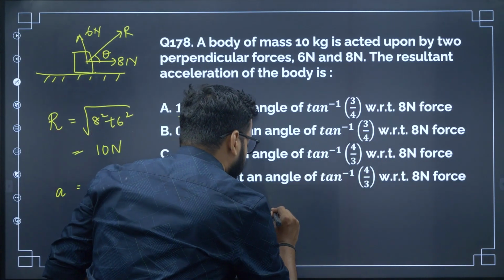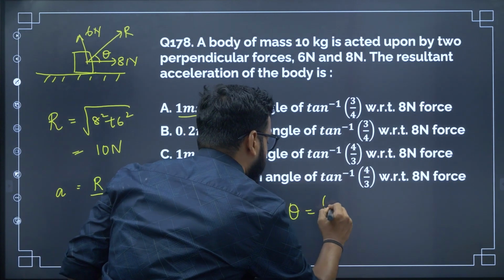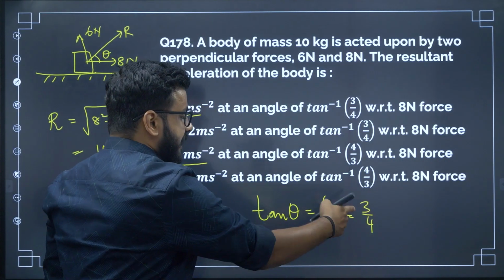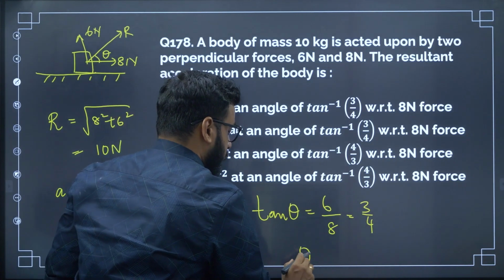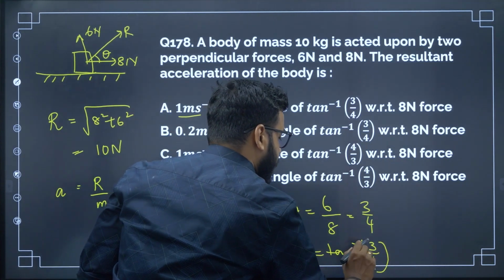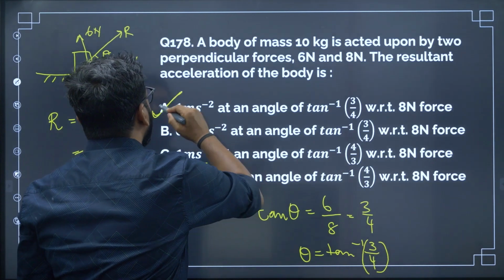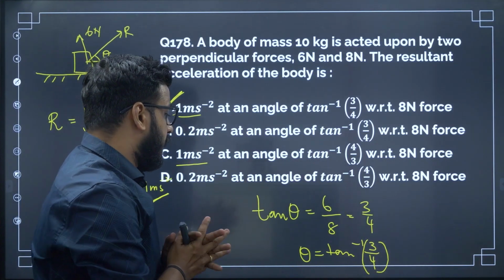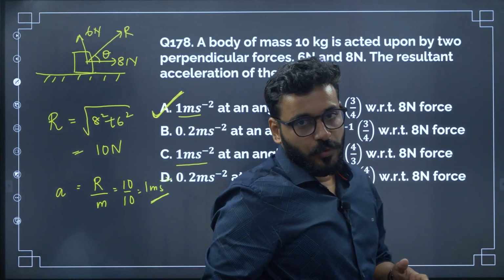Now tan theta is given as opposite by base, 6 by 8, 3 by 4. So theta is tan inverse of 3 by 4. Absolutely, the correct answer is option A. Option A is the correct answer, correct? Yes. So this is how you do this question.